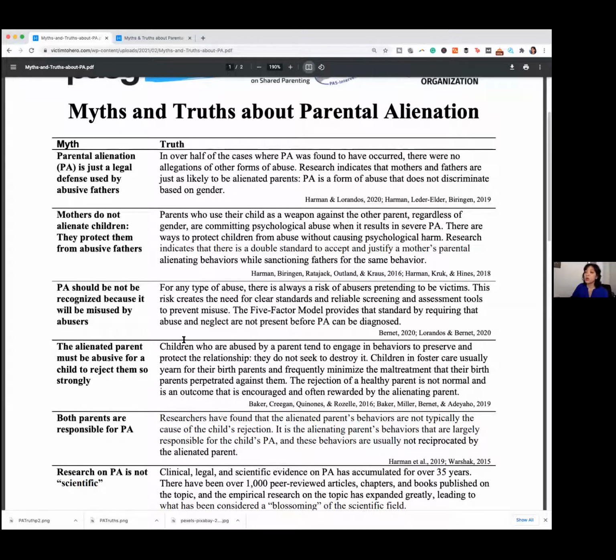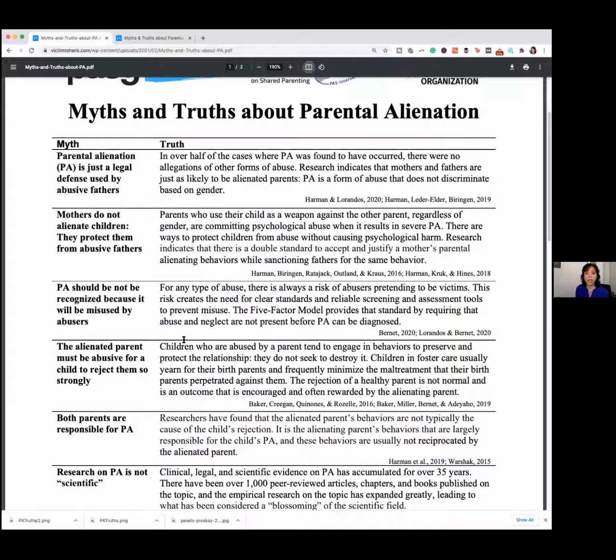Okay, so the third point is parental alienation should not be recognized because it will be misused by abusers. This is such a misleading statement, to say that parental alienation should not be recognized because it can be misused. Well, you know what? With any form of abuse, there is always a risk for the abuser to pretend to be the victim. You're talking about even just physical abuse, right?